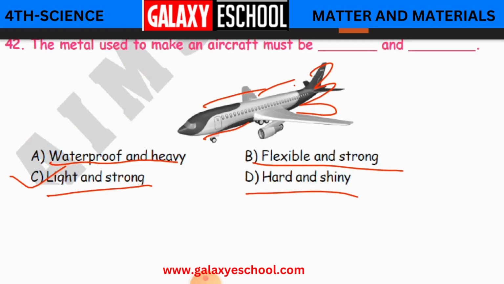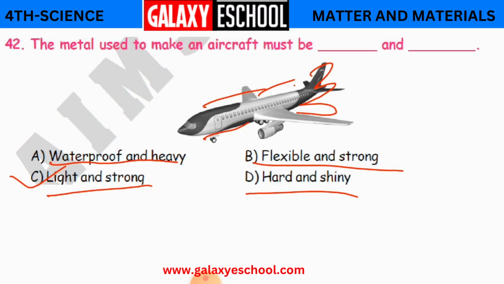So it must be light in weight, and it must be strong also. Why? Because it has to fly. If it has much weight, it cannot fly that easily. And because it has to carry passengers and deal with traveling, it has to tolerate all the weather conditions or climatic conditions above in the sky. So it must be strong also. Clear? So C, that is light and strong, is the answer.